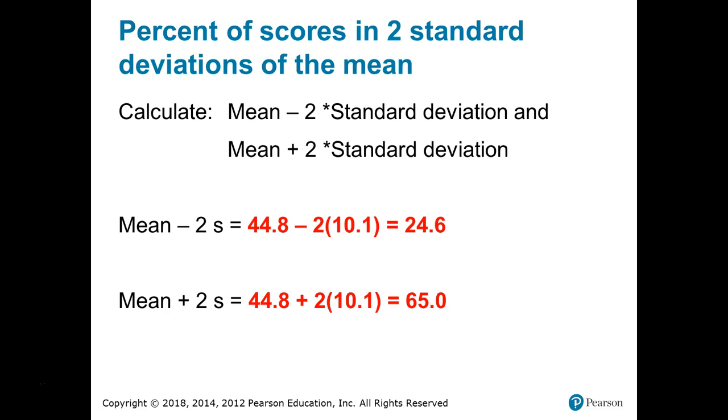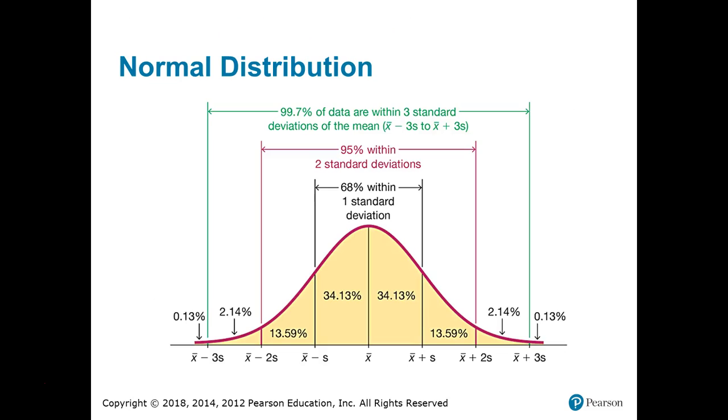Let's do the same thing for 2 standard deviations. So we have our mean minus 2 standard deviations. 44.8 minus 2 times 10.1 gives us 24.6. And plus 2 standard deviations would be 44.8 plus 2 times 10.1, which is 65. So 24.6 right here and 65 right here, and we're saying that roughly 95% of all those 39 data values should fall in this range.